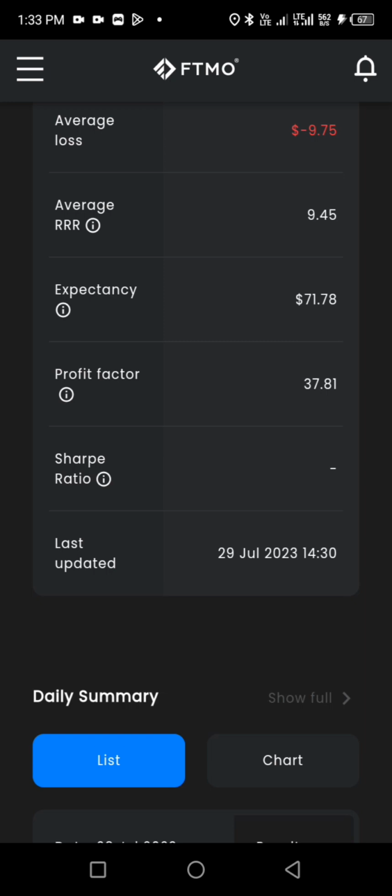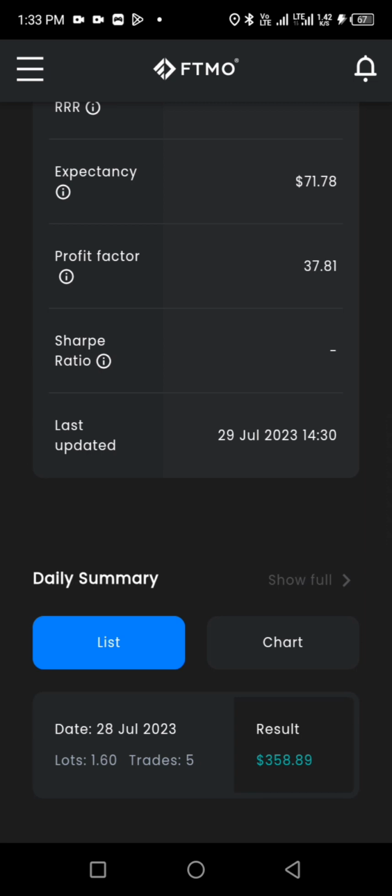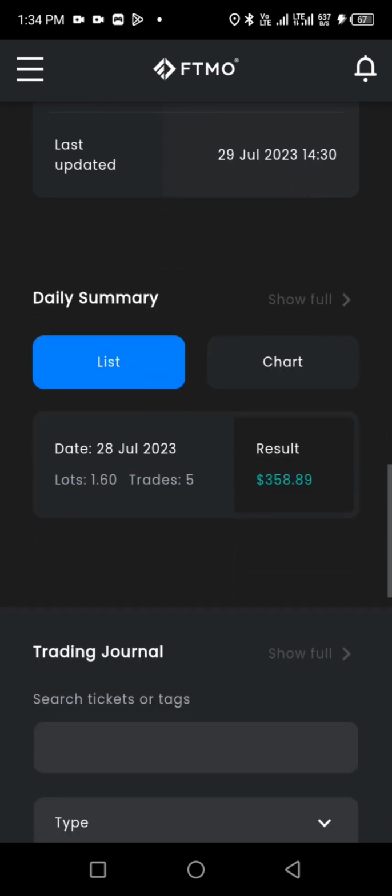I mean, that's actually going to be about $712 or thereabouts. But basically you'll be making a lot of money on this strategy alone. Now the profit factor is 37.8, and the Sharpe ratio, of course, is not particularly calculated at the moment because I've not really had any decline. But guys, this is awesome.